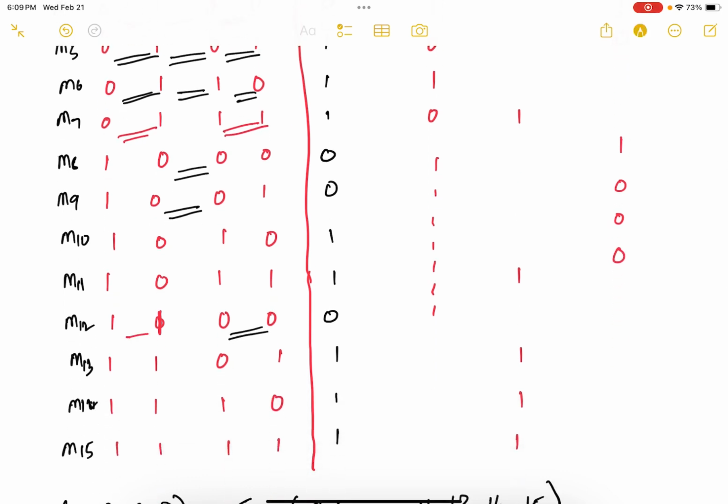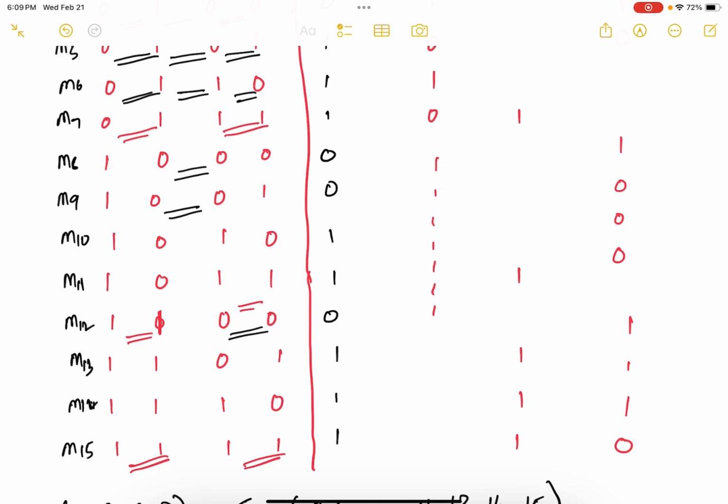In M12 you have 2 chairs occupied on the left hand side, but on the right hand side you have 0 occupied, therefore it's a 1. Same thing with M13 and the same thing with M14. M15 is a 0 because 2 chairs are occupied here and 2 chairs are occupied here. So that's the solution for this problem.